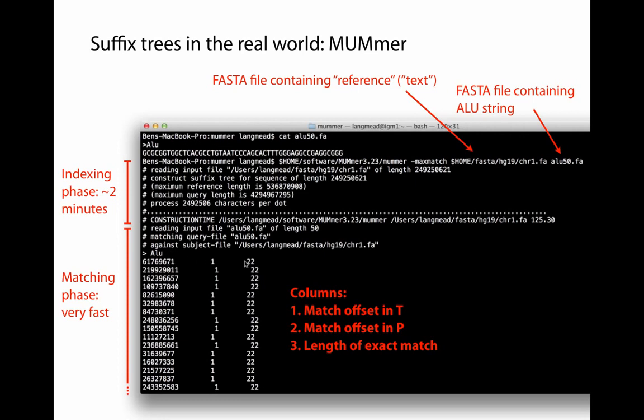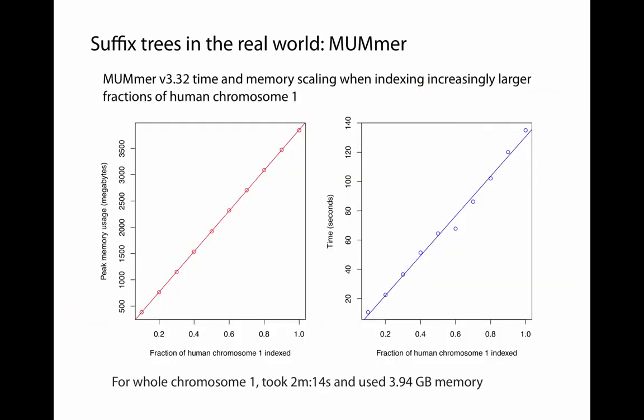So each of these rows down here is basically a place where the ALU string occurs within the human genome. And it's pretty heartening and impressive that building a suffix tree of all of chromosome 1, which is about 250 million nucleotides long, takes only about 2 minutes.